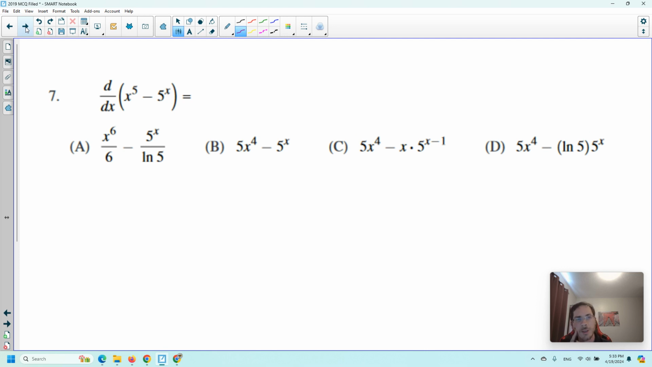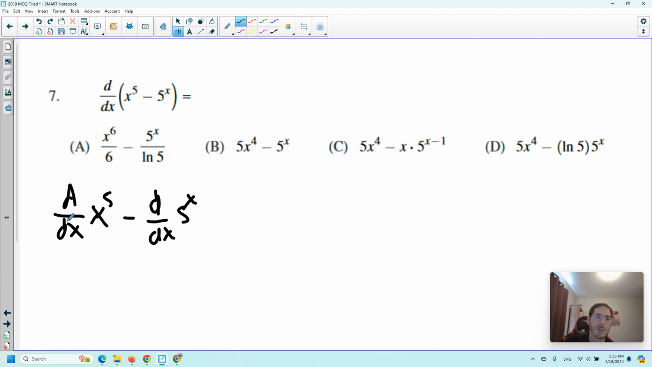For number 7, we're taking this derivative. All right. So this is one that we really don't do in class. Sometimes they throw this on the test. First part's pretty nice. We know that we're taking the derivative of x to the fifth, we've got to take the derivative of 5 to the x. So this part we do, like we got that, we're pretty set. 5x to the fourth. Power rule, A is a terrible choice. We get rid of A.